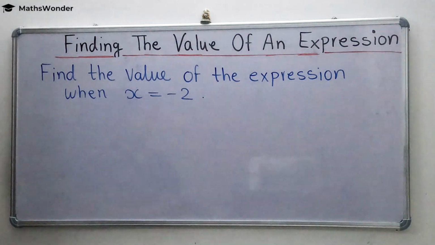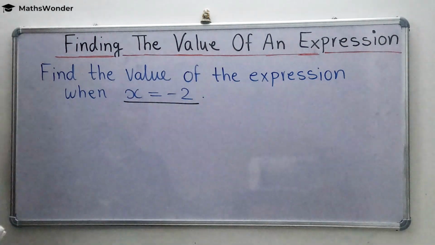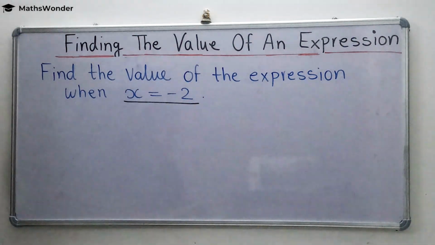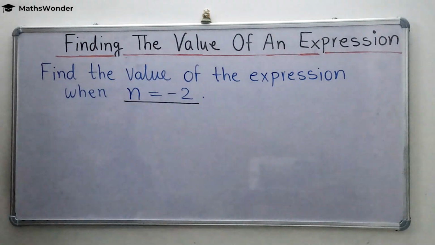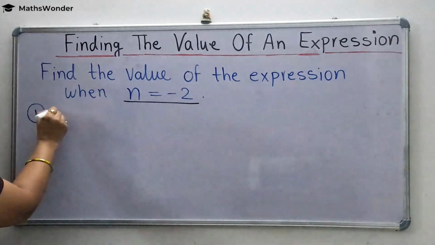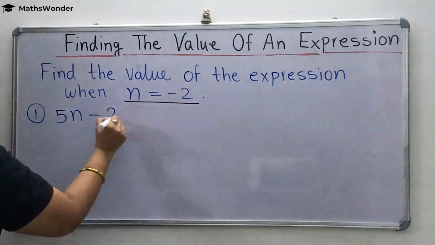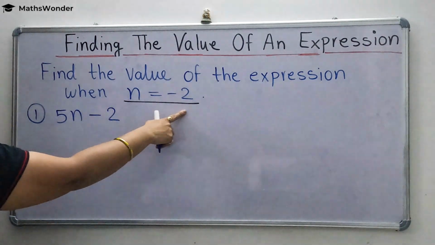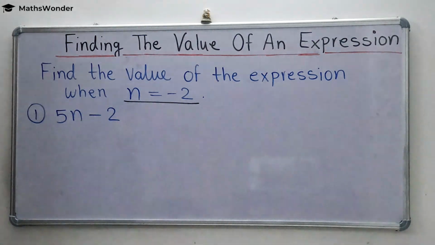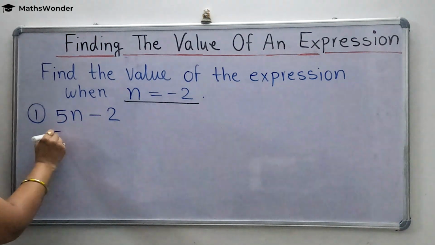Now see the next example. Find the value of the expression when x is equal to minus 2. Here the x value is given as minus 2. Now we will substitute minus 2 in our expression. We are changing the variable here to n, where n is equal to minus 2. Then how will you find the value? Suppose 5n minus 2. Now n value is given in the question, which is minus 2. Now you will substitute here. So 5n means 5 times n.